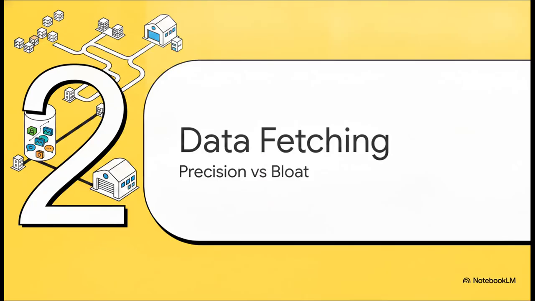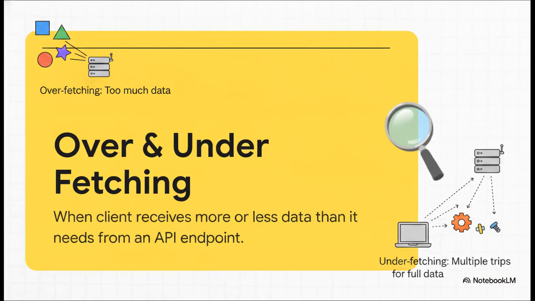Moving right along to Section 2, Data Fetching Precision versus Bloat. Let's shift our focus to data fetching mechanics and visualize what those actual network packets look like in transit. In a REST town, because those endpoints are totally fixed and prepackaged by the backend, we run into two major pain points. First is overfetching, which means receiving way more data than you actually need for your specific use case. The second is underfetching, where the endpoint gives you less data than you need, forcing you to make all those multiple round trips we just talked about.